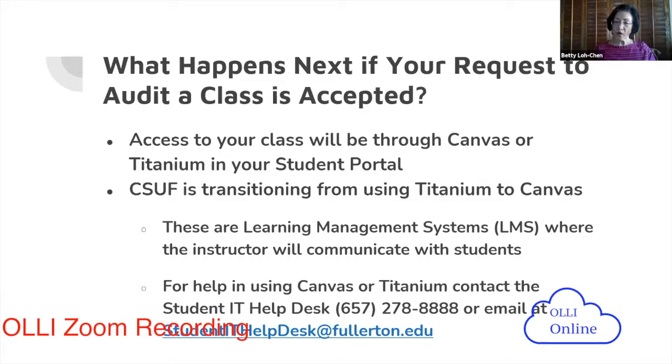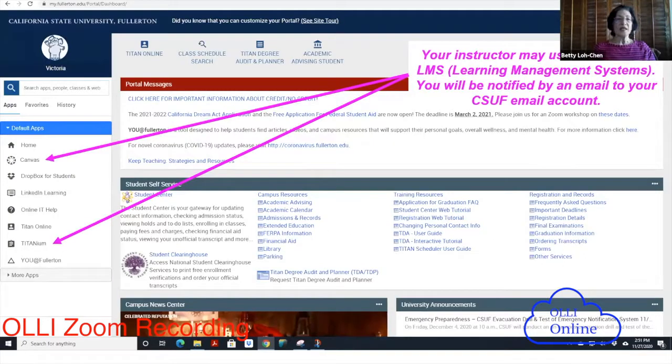Okay, so say you have been approved to take the class, and the campus IT people give you access to one of the learning management systems. You will get an email in your Cal State Fullerton email address. And this is the student portal, and I just want to show you where you can find Canvas or Titanium.